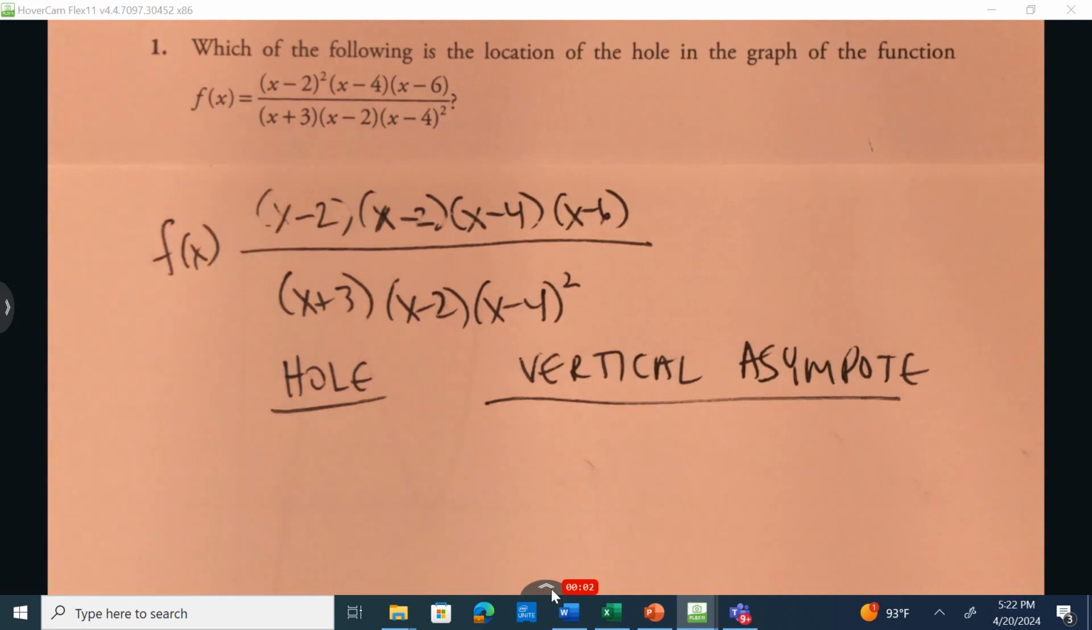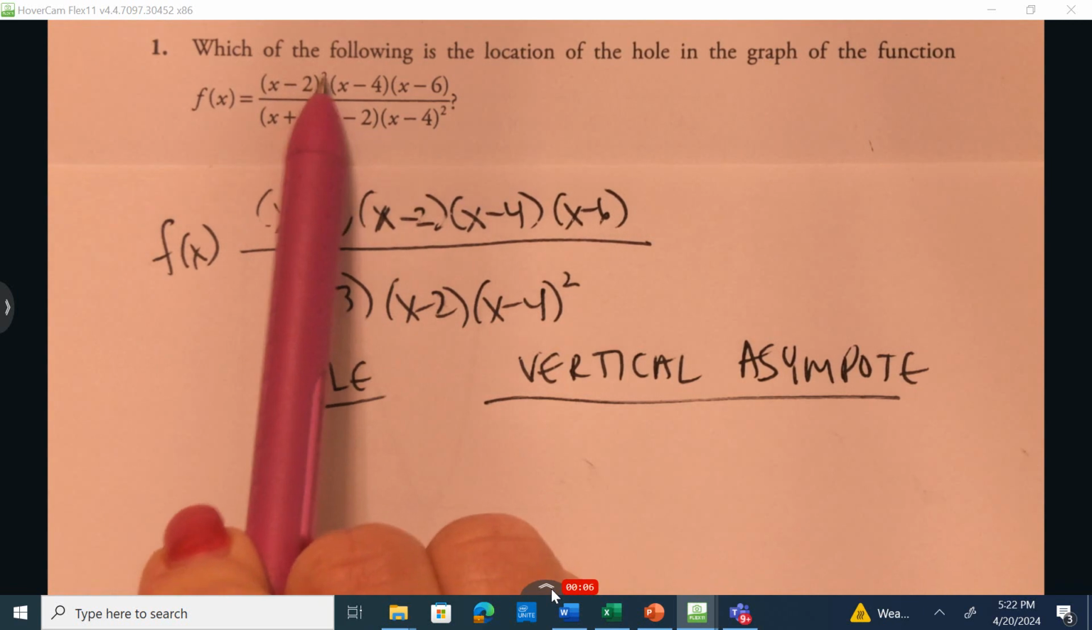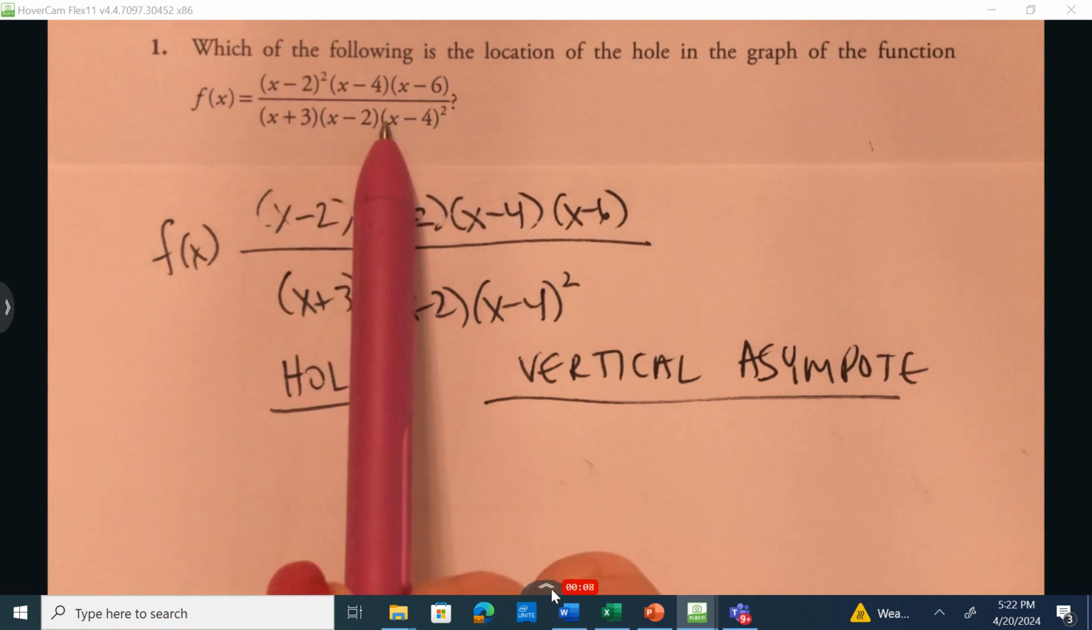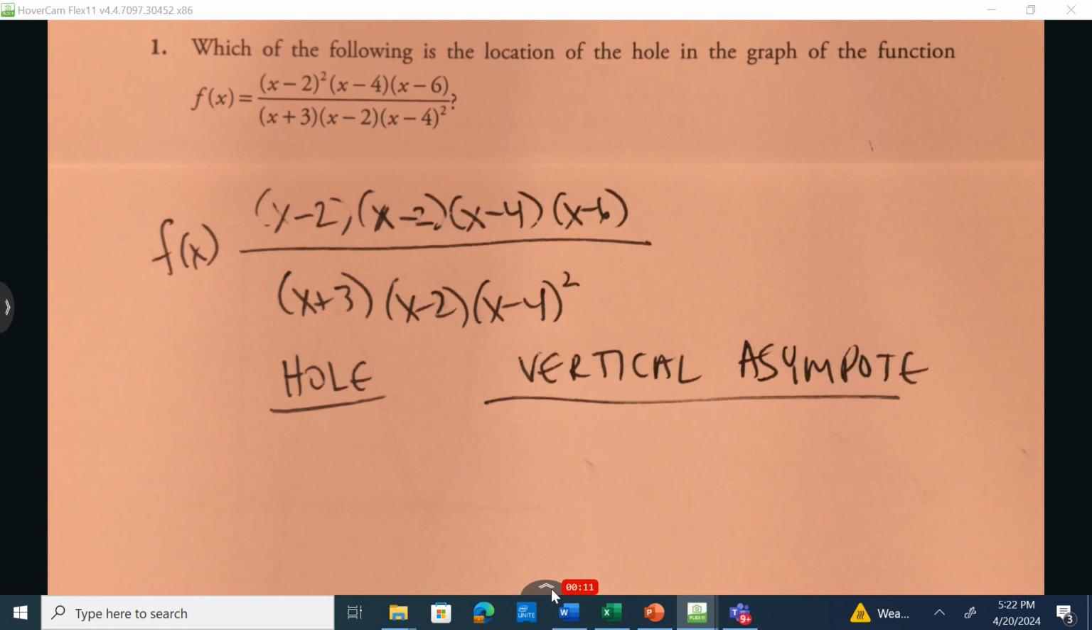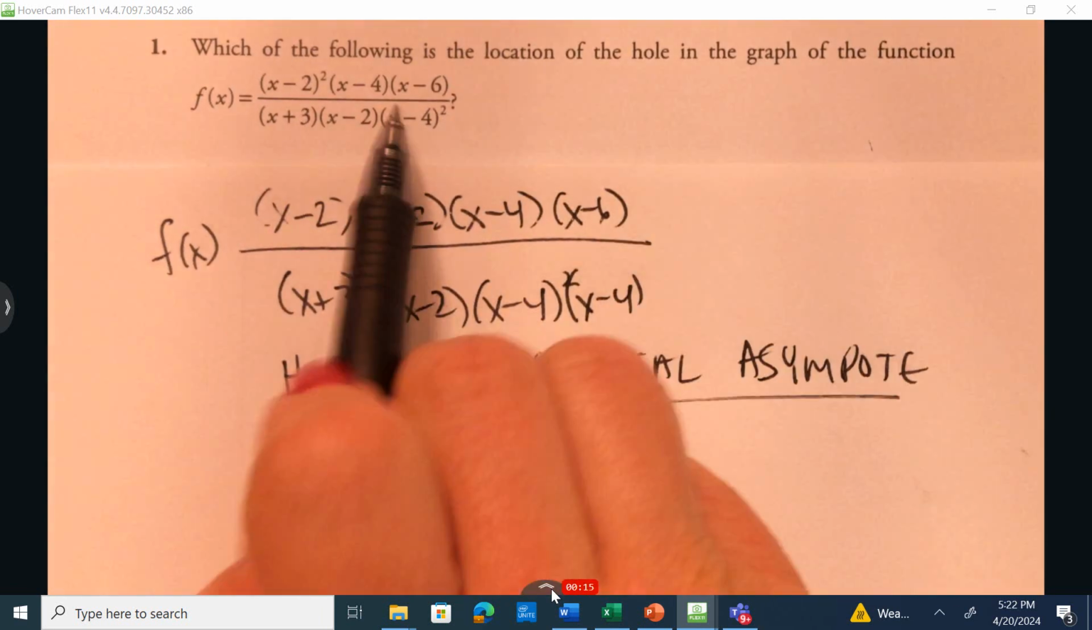We are provided with this rational function, and I chose to expand. So x minus 2, I wrote down twice. We can see it has a multiplicity of 2. The same thing in the bottom. X minus 4 has a multiplicity of 2, and I expanded it here. Oops, forgot to write that twice. So x minus 4 will be written twice.